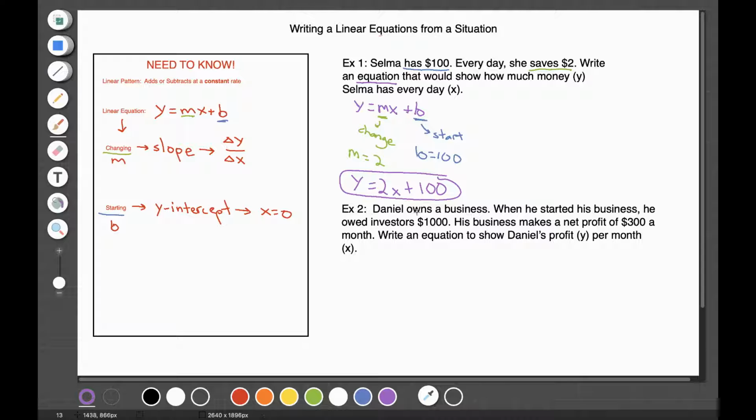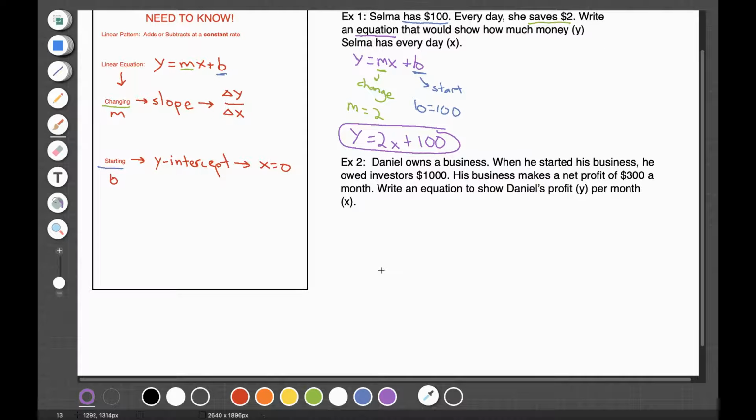So, Daniel owns a business. When he started his business, he owed investors $1,000. His business makes a net profit of $300 a month. Write an equation to show Daniel's profit, Y, per month, X. So there's a few things that we need to unpack here.